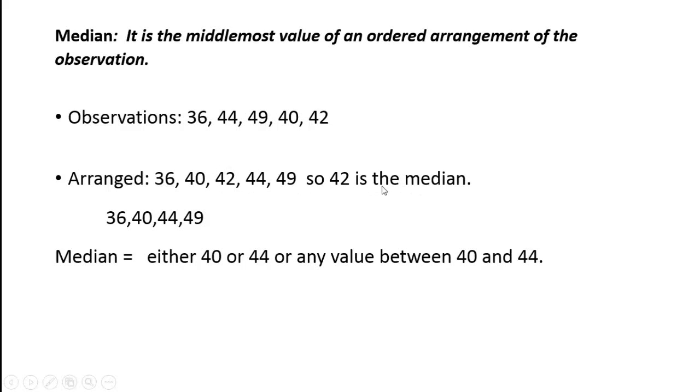Now when we have an odd number of observations, calculating the median is quite easy, but if we have an even number of observations, we cannot be certain about the median. Take the example of this: 36, 40, 44, 49. In that case, median can be either 40 or 44 or any value lying between these two.